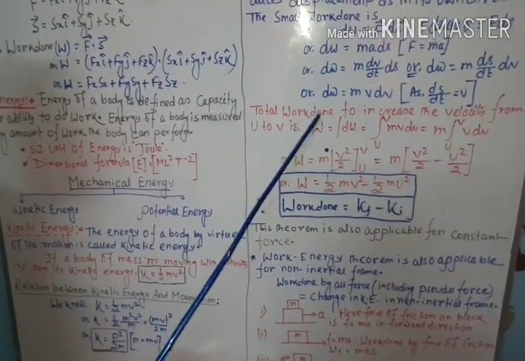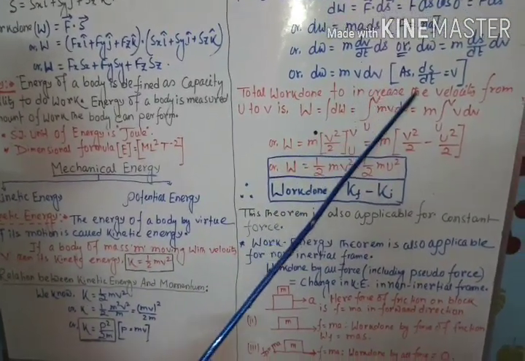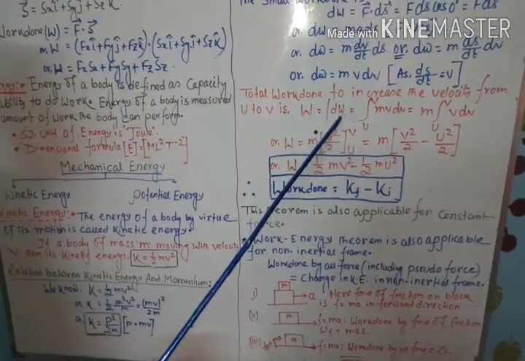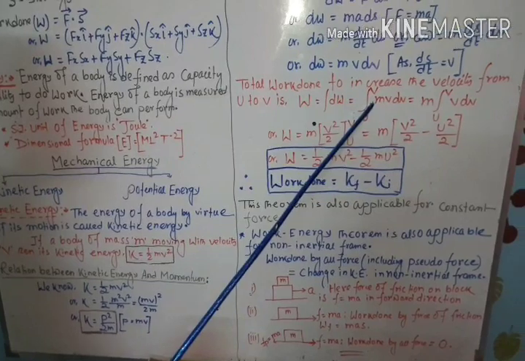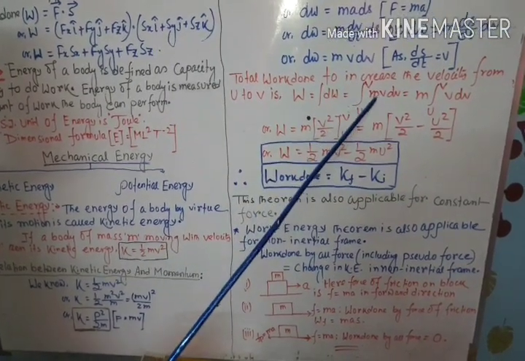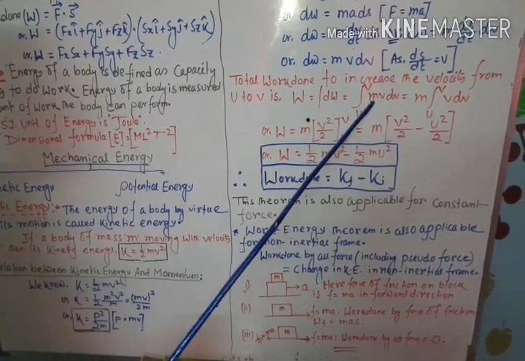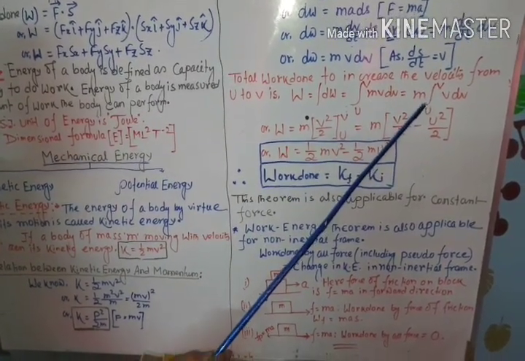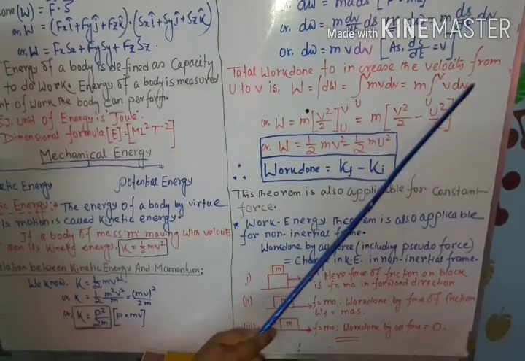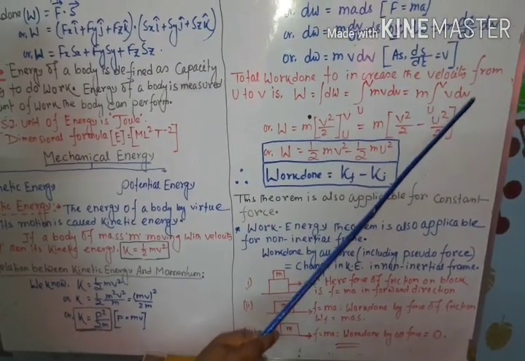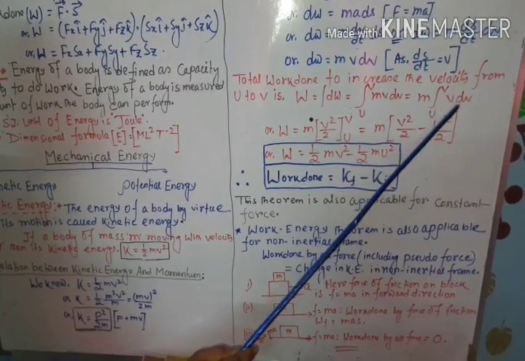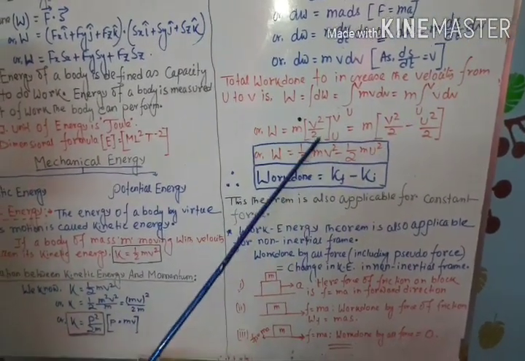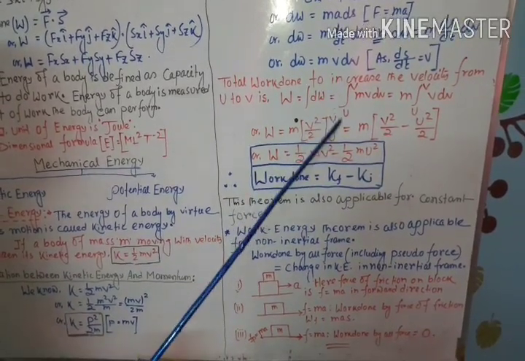So therefore total work done to increase the velocity from u to v is W equal integration dW equal integration with limit u to v of mv dv. m is constant, that's why m moves out of the integration. So m integration u to v of v dv, and the formula for this type of integration gives v square by 2. So therefore W equal m v square by 2, lower limit is u, upper limit is v.